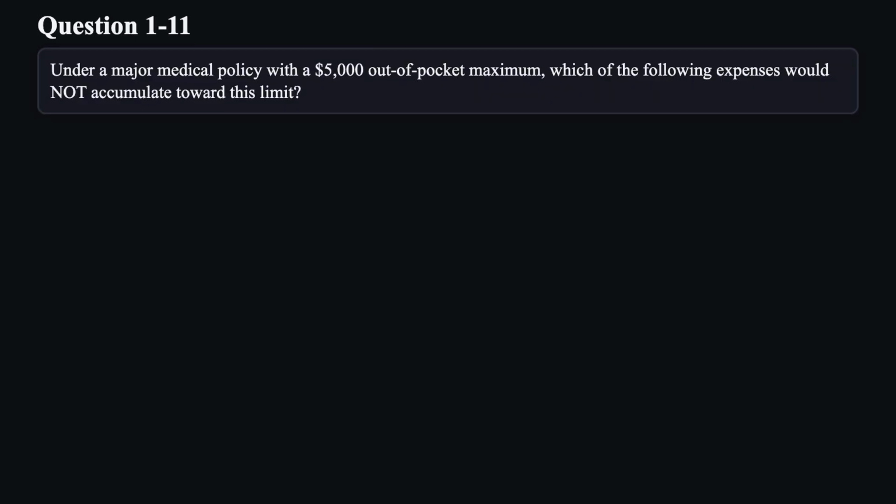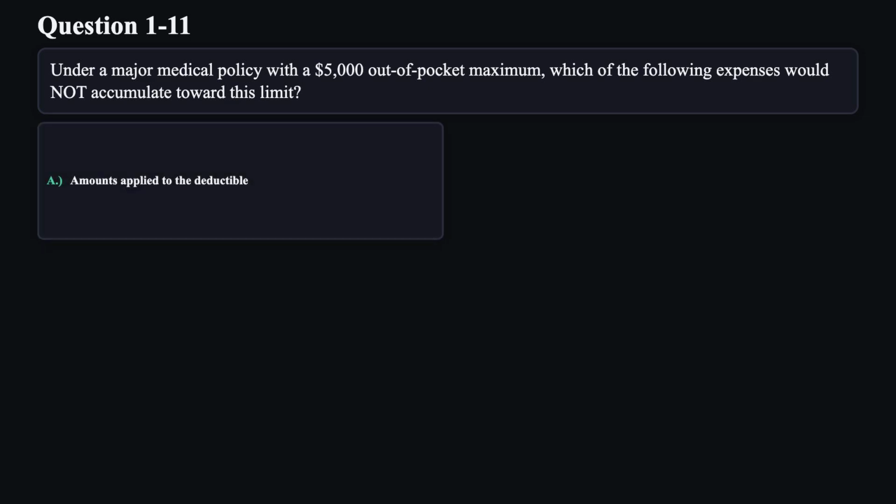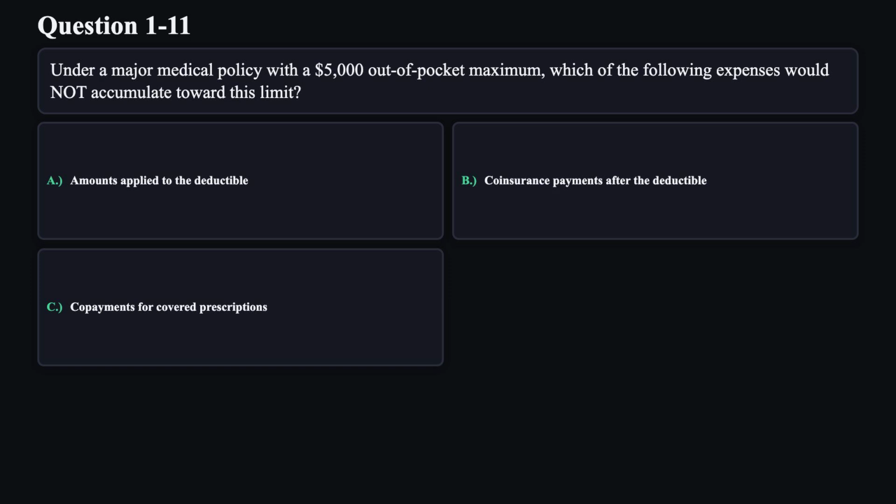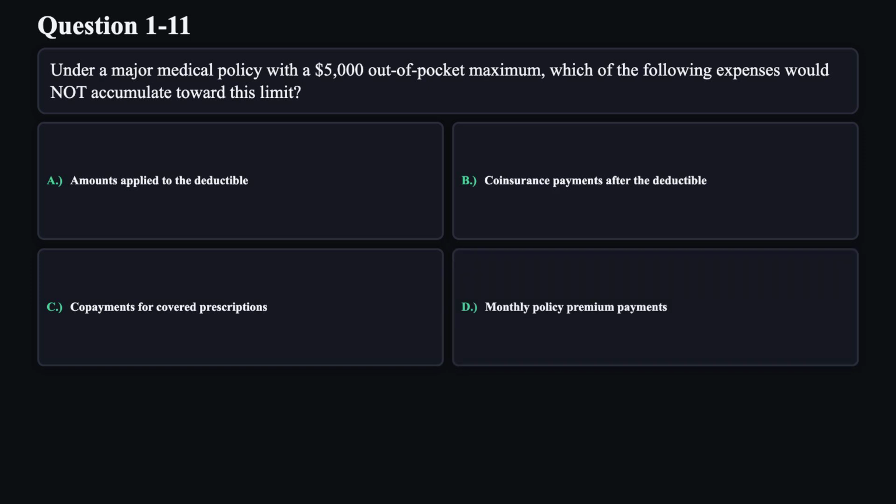Question 11. Under a major medical policy with a $5,000 out-of-pocket maximum, which of the following expenses would not accumulate toward this limit? A. Amounts applied to the deductible. B. Coinsurance payments after the deductible. C. Co-payments for covered prescriptions. D. Monthly policy premium payments.